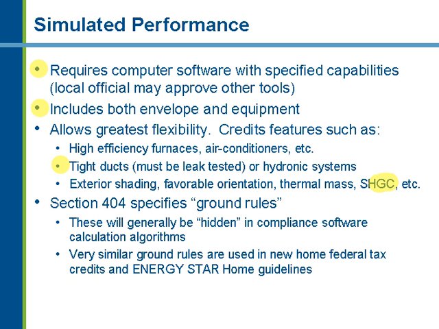This path, as I mentioned, lays out the specific ground rules for the simulation. What do you assume for various inputs that are not part of the code's requirements? Those are all in this section. They are typically going to be hidden in the compliance software, and you won't need to worry about them. If you are interested, they are very, very similar to the ground rules that appear in, for example, Energy Star home guidelines, the requirements for federal tax credits, and the most common home energy rating systems that are out there.